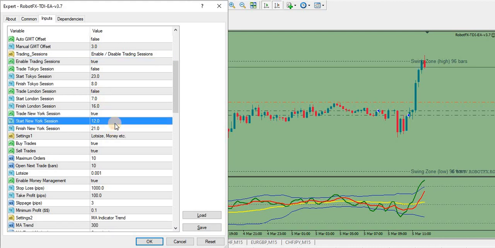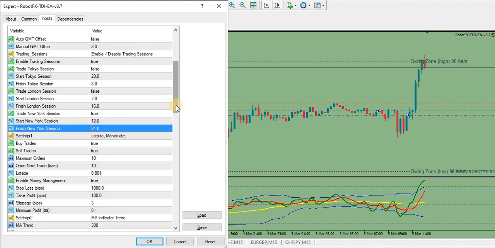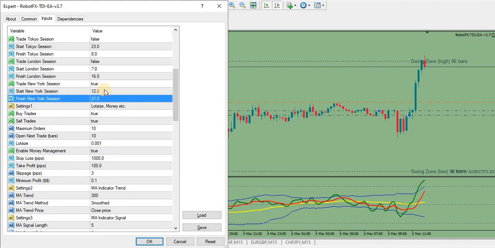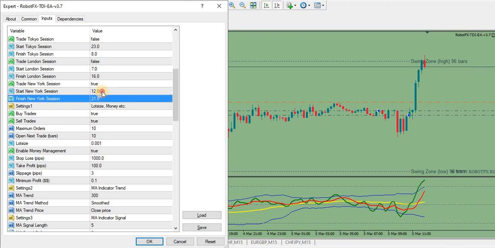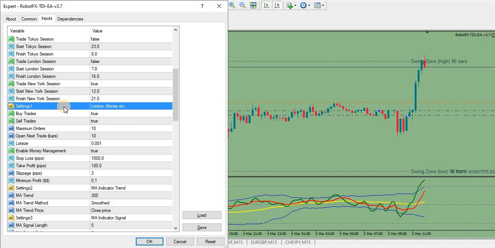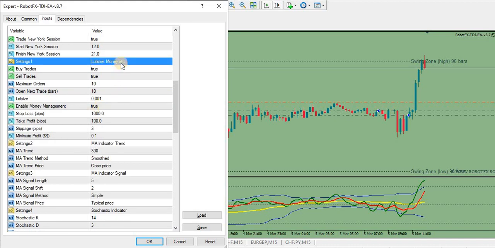obviously define the hours. When does the New York session start and when does it end? And that means that the expert advisor will only be allowed to trade between these times, from 12 o'clock until 9 o'clock in the evening, 9 p.m., 21. All right. Next are the lot size and money management settings.